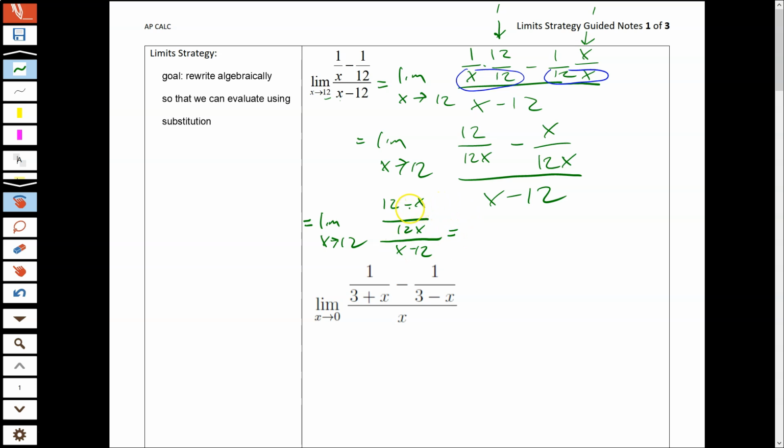Okay, now we're super close. So we have 12 minus x, x minus 12. We want those to be the same because then we can cancel those out. Well, notice how the signs are just opposite, right? So positive 12, negative x, positive x. I can be very clever here. I can factor out a negative 1.